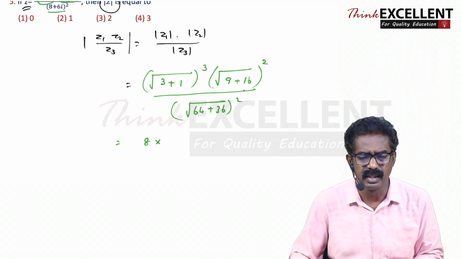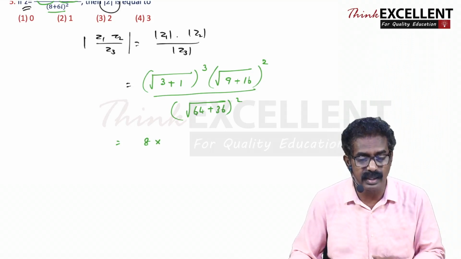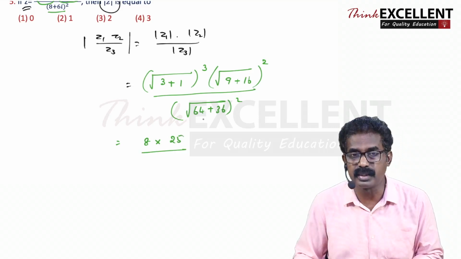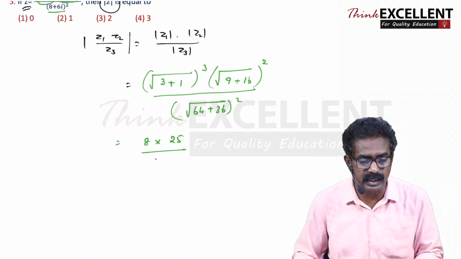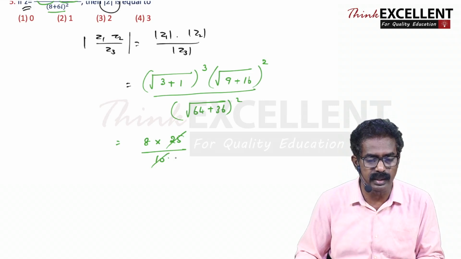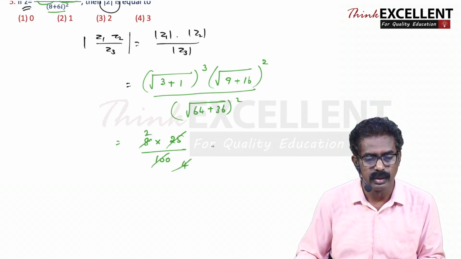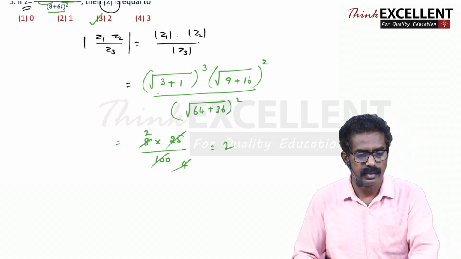Like that you simplify. 9 plus 16, 25. Root of 25, 5. 5 square, 25. Denominator, 64 plus 36, 100. Root of 100 is 10. Square is there, so 10 square is what? 100. Cancel by 25 table, you are getting, denominator is what? 100, right? Cancel, you are getting 4. 4 table you cancel, you are getting 2. So the answer is 2, option number 3.